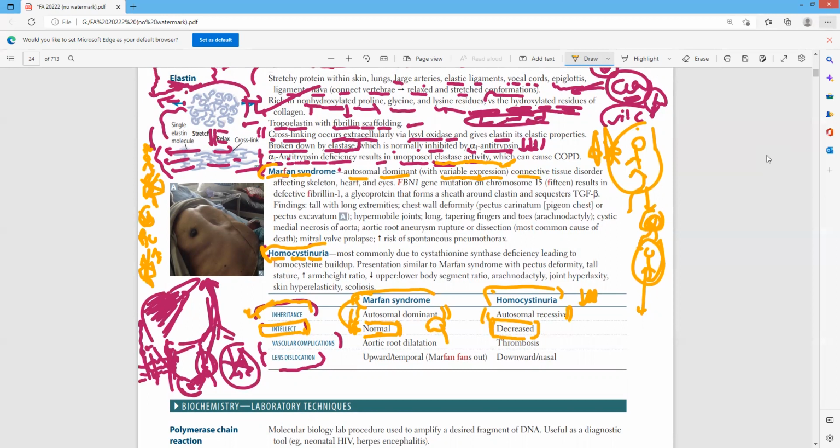You have a connective tissue disorder, because it's elastin. So it will be a connective tissue disorder. It will affect the skeleton, it will affect the heart, and it will affect the eye.